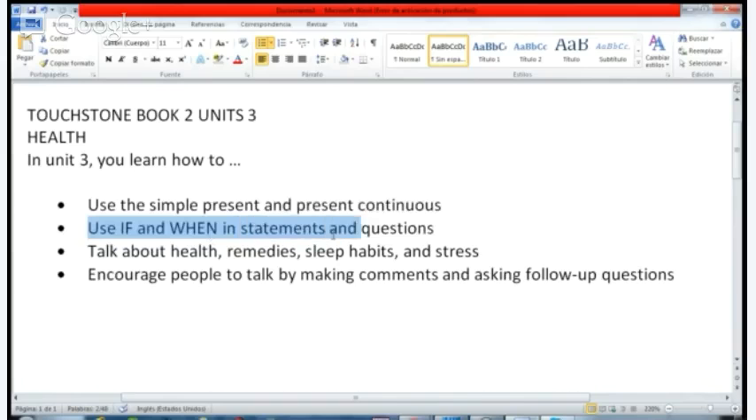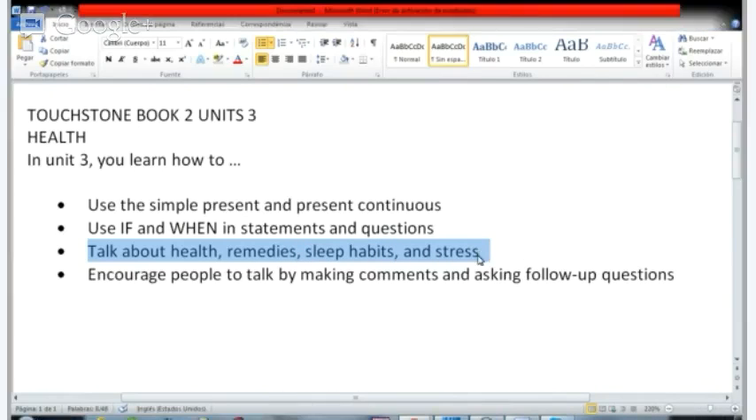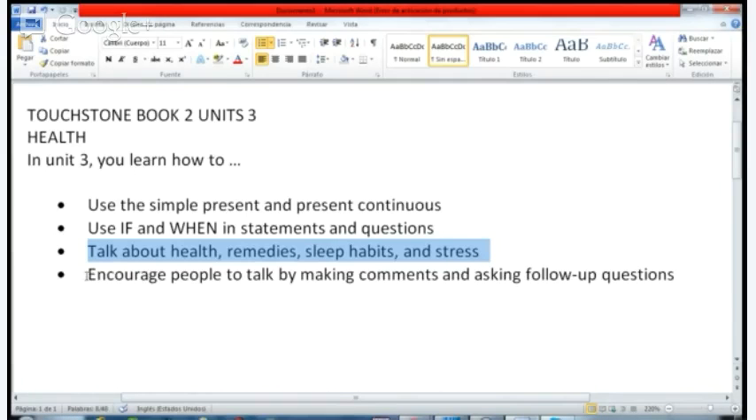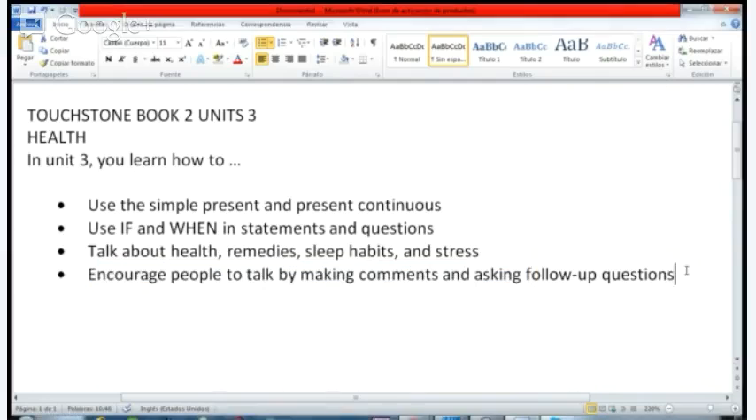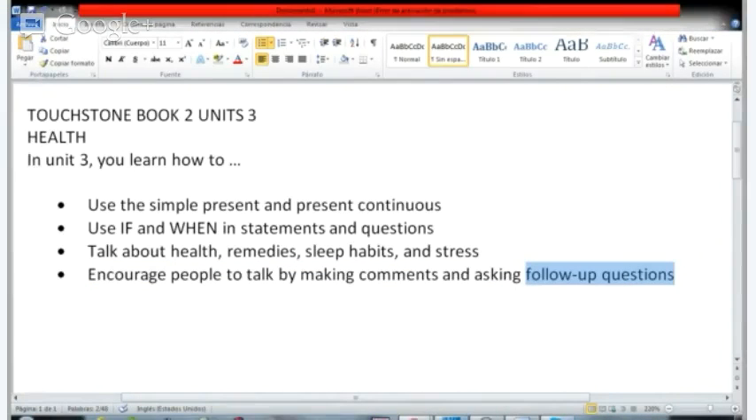The second point is the use of if and when in statements and questions, right? Then we're gonna talk about health remedies, sleep habits, and stress, right? What do you take when you get a cold or have a headache, or when you are stressed? How do you cope with stress? We're gonna be talking about that. And point number 4 is encourage people to talk by making comments and asking follow-up questions, all right? How to ask open questions to encourage the person you're talking to talk a little bit more, all right?